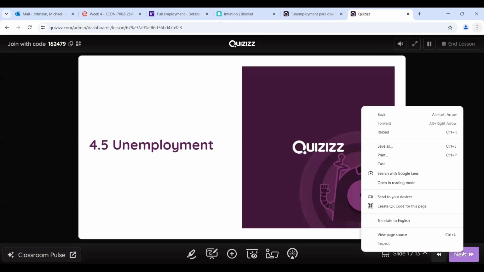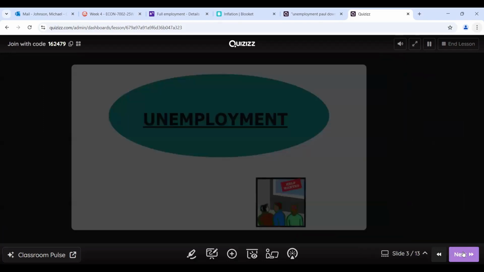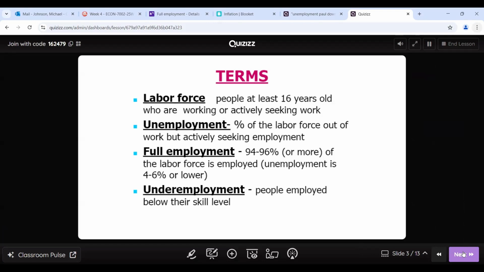So, unemployment. Terms. Labor force are people at least 16 years old who are working or actively seeking work. So that's the labor force. Unemployment is the percentage of the labor force out of work but actively seeking employment.